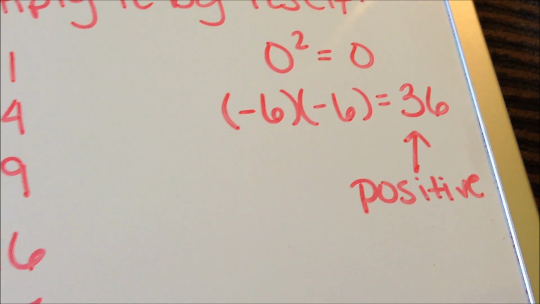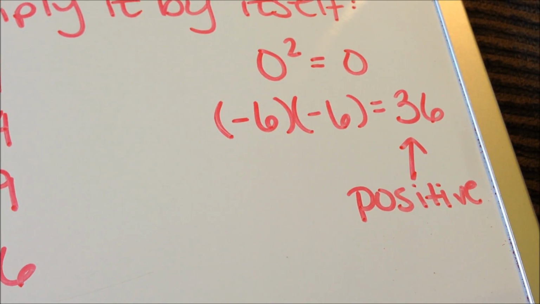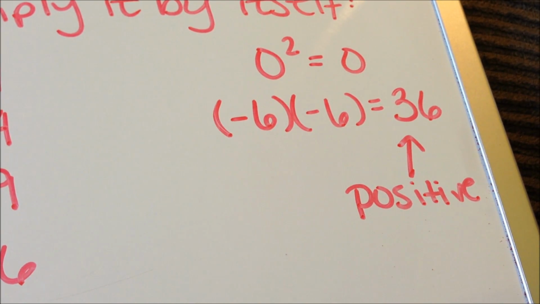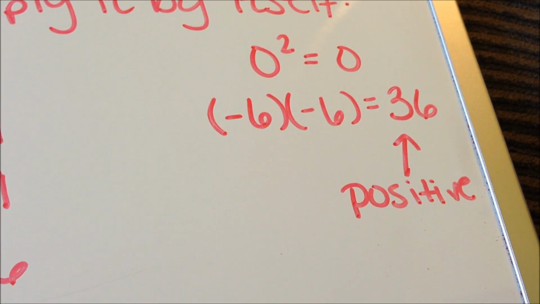Some other examples are 0 squared, which is 0. And if you multiply a negative number by itself, you end up with a positive result. For example, negative 6 times negative 6 equals positive 36.